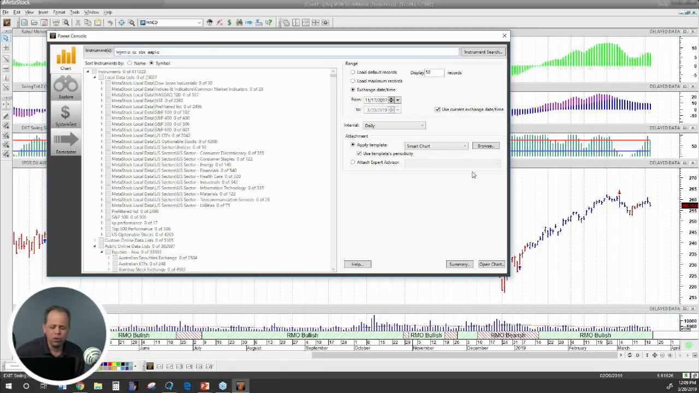We'll go ahead and go with those four. Okay, now what I'm going to do from this Power Console is apply the RMO trade rules. Right here, we're going to look at daily charts today. You can apply this to any time frame that you want, but we'll do daily to keep things kind of easy. I'm going to apply it under this apply template. What I want to do is load in those RMO rules, so I'm going to choose the RMO trade model right here.